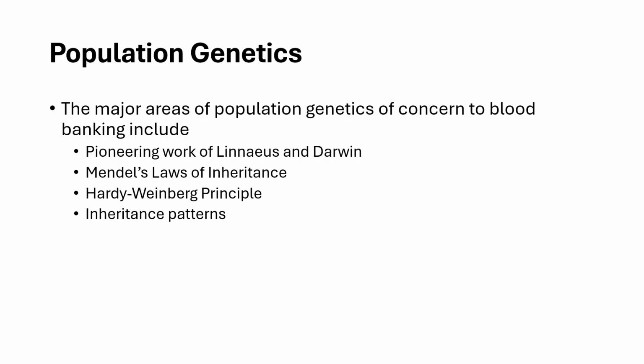And we also have inheritance patterns. This is the study of how different blood group alleles are transmitted through generations, including autosomal dominant, autosomal recessive, codominant, and sex-linked inheritance patterns. Also, understanding these patterns can help aid in resolving blood typing discrepancies and managing transfusions, especially in complex cases that can involve weak or variant alleles.